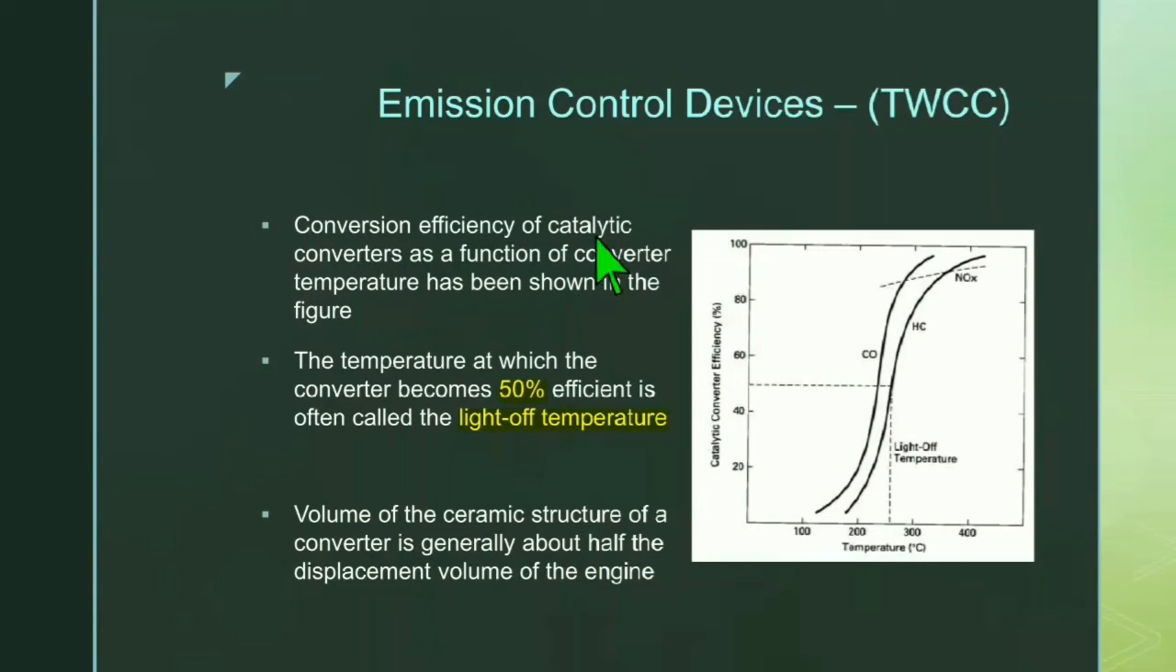Conversion efficiency of catalytic converters as a function of converter temperature has been shown in the figure. This one, catalytic converter efficiency versus temperature graph. The temperature at which the converter becomes 50% efficient, this line, is often called the light-off temperature. Volume of the ceramic structure of a converter is generally about half of the displacement volume of the engine.